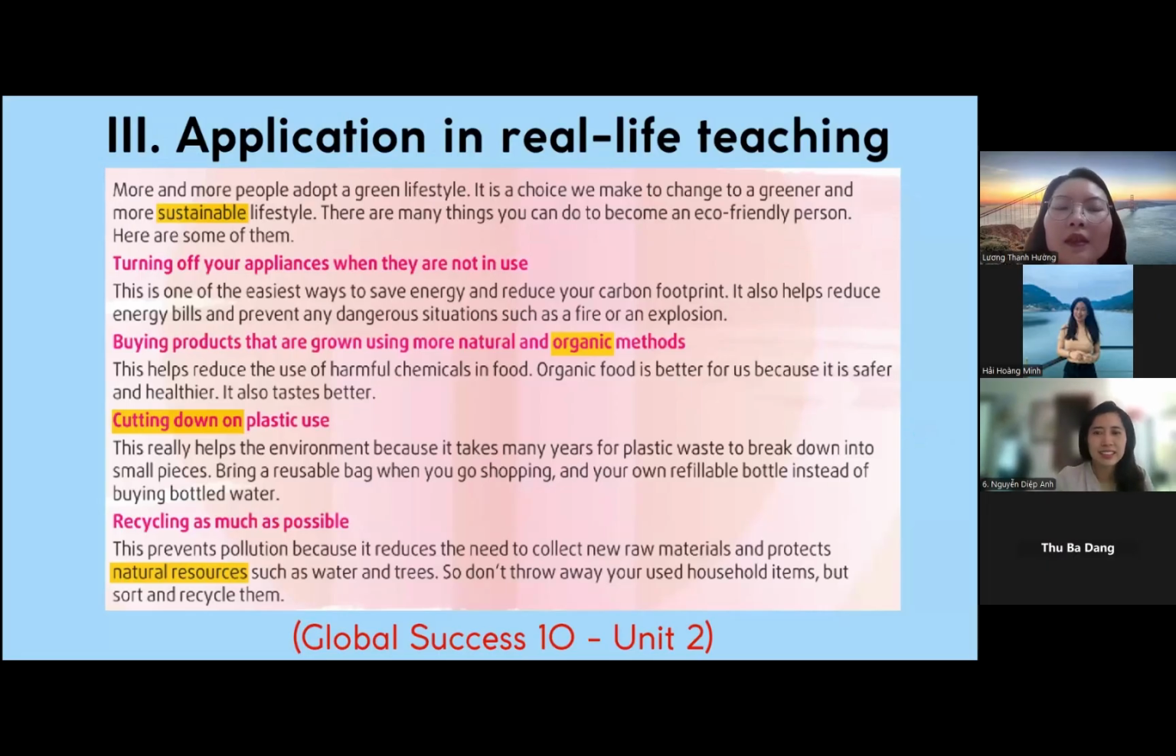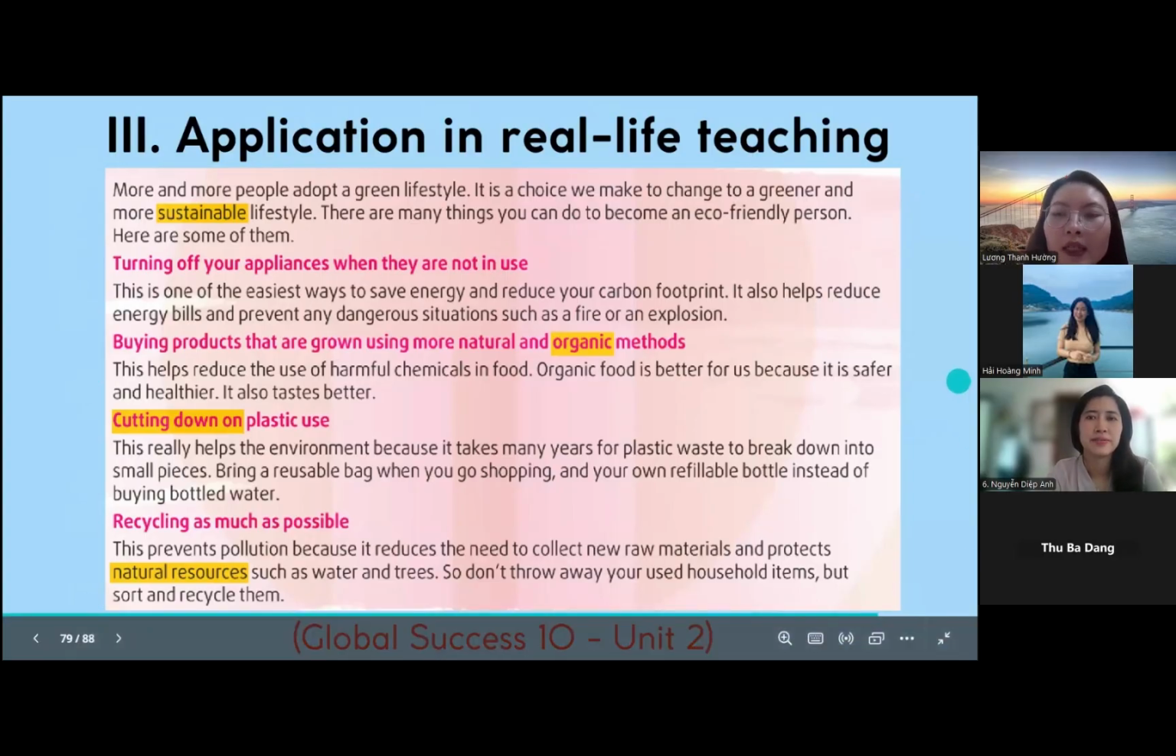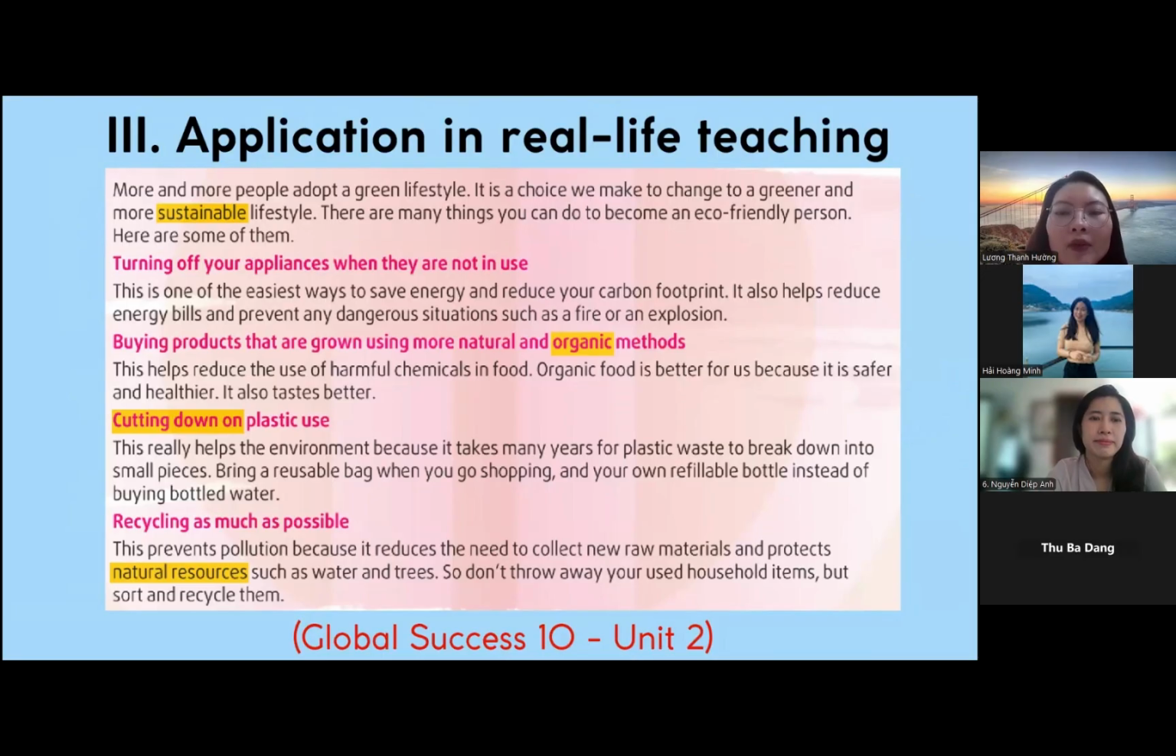So, after the talk show, I would like to introduce some of the applications of the practical strategies in building vocabulary through reading in real life teaching. So, let's look at the screen here. I have the reading text from the textbook Global Success 10, Unit 2. As you can see, this is the reading text that has a lot of new words and vocabulary for the students.